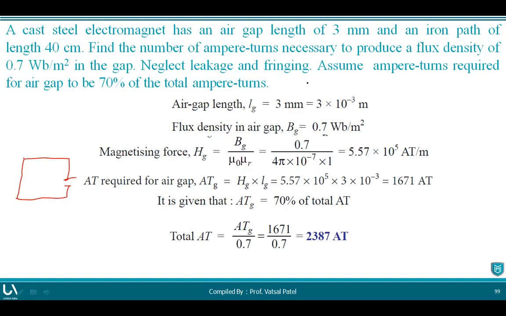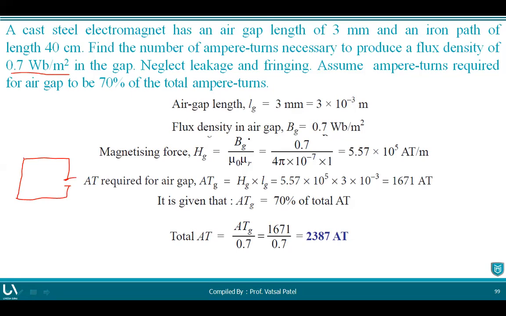Now first of all you have to identify the number of ampere turn necessary to produce the flux density. The air gap length is given here as 3 mm, so you have to convert it into meter first. So it is 3 into 10 to minus 3 meter, which we have converted here. Now after getting the air gap length, we want to identify the flux density in the air gap. The flux density given here is 0.7 Weber per meter square, so we are going to keep it as it is.